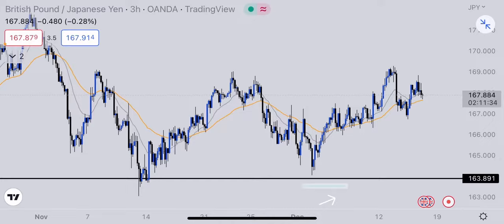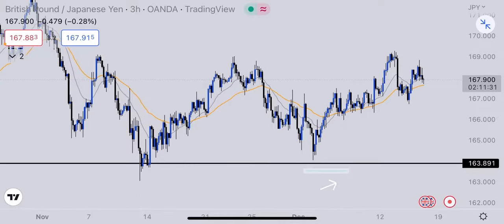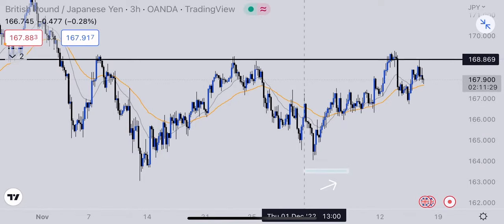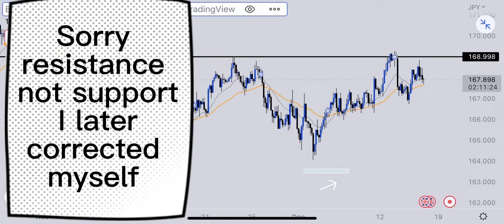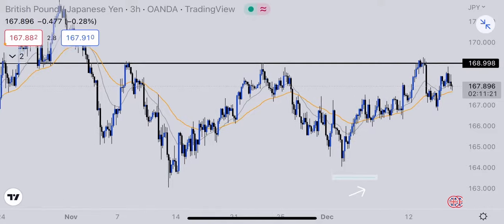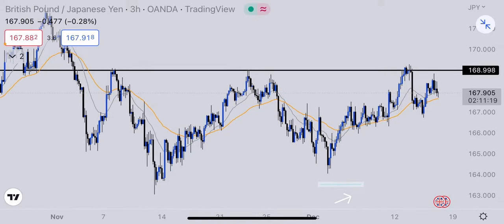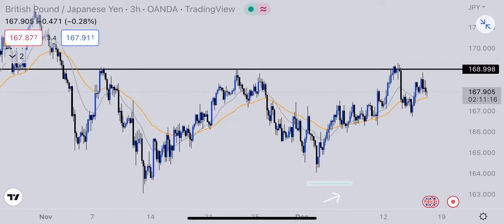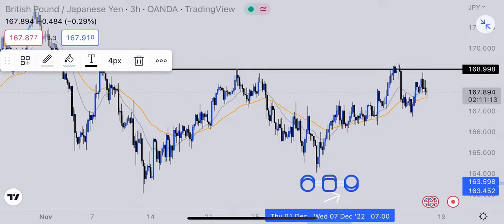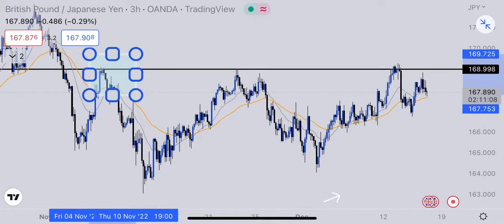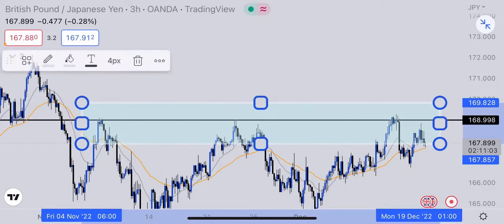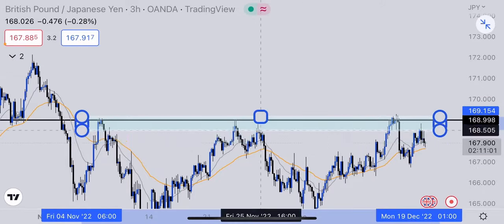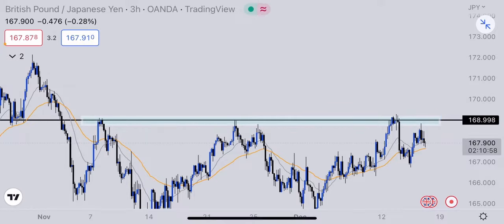So let me start with my support zones. Right here is my support zone for this chart. Right here. And now remember, like I said before, support and resistance zone are not lines but zones. So we will use our triangle to mark out our zone. So now this is a zone, not just a line.